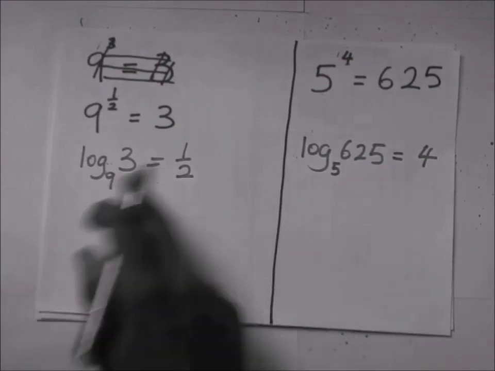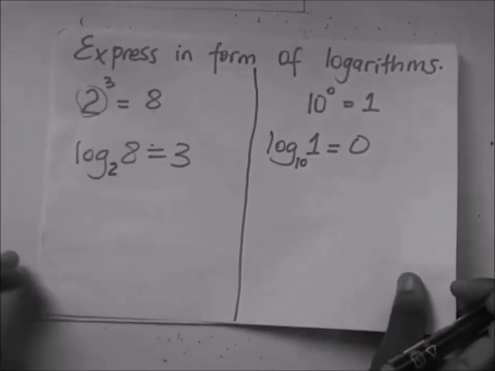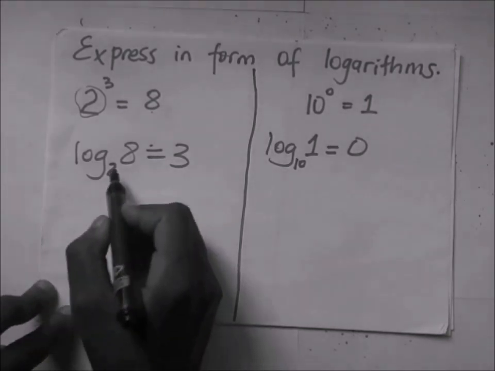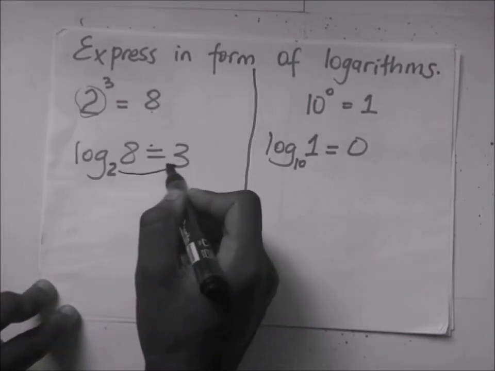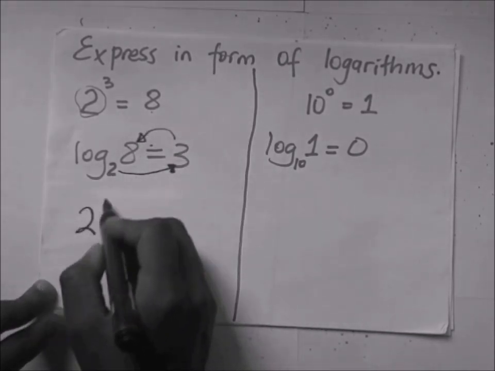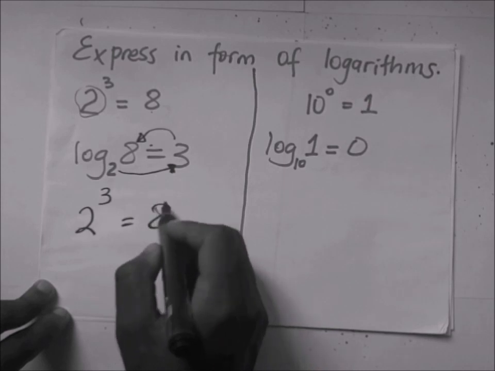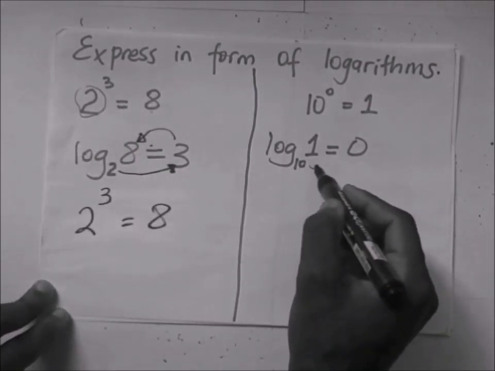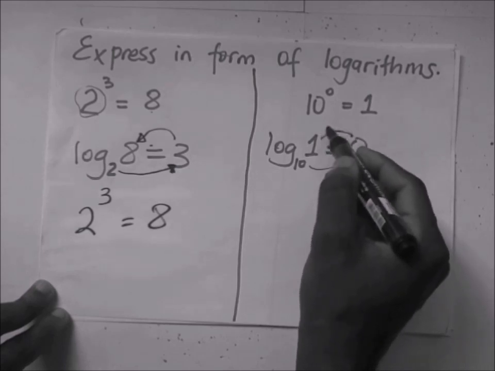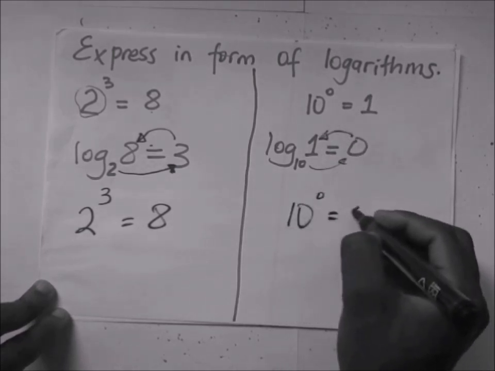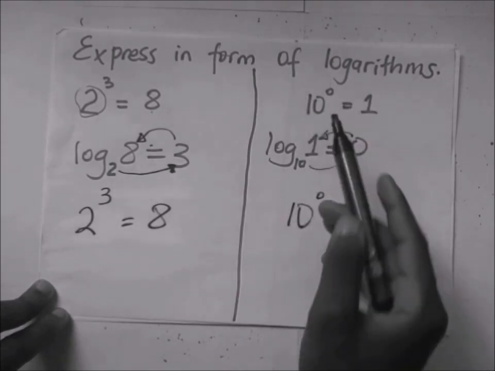If you are to try and convert these numbers back to index form, this is the pattern. So 2 to the power 3 is supposed to give us 8. 2 to the power 3 is equal to 8, and this takes us back to this. Likewise here, 10 to the power 0 is equal to 1, and it takes us back to that.